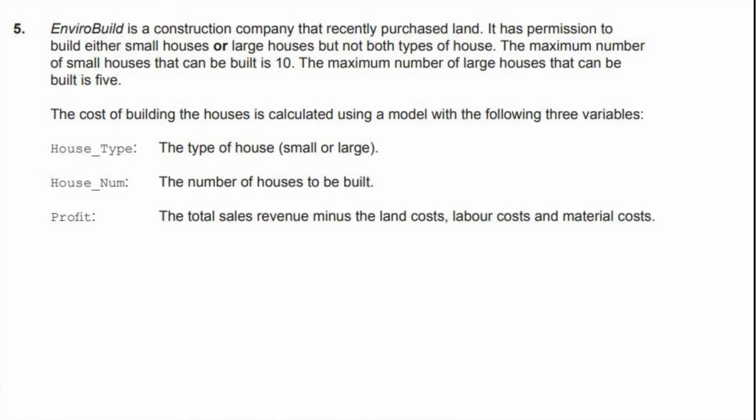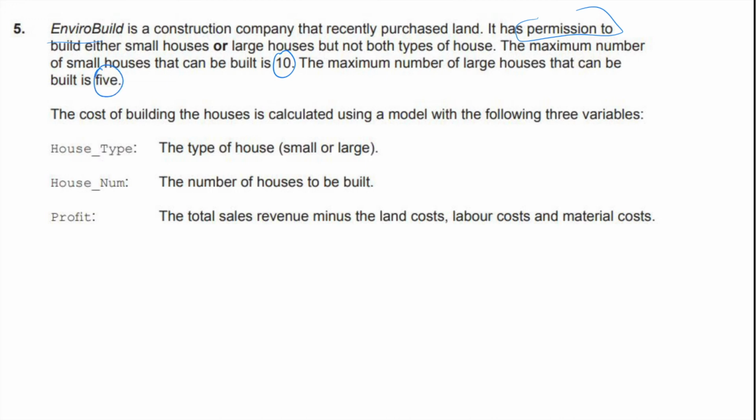So again, this should be a familiar one. We saw this scenario from the spreadsheet modeling section. EnviroBuild is a construction company that recently purchased land. It has permission to build either small houses or large houses, but not both types of houses. The maximum number of small houses that can be built is 10, and the maximum number of large houses that can be built is 5.